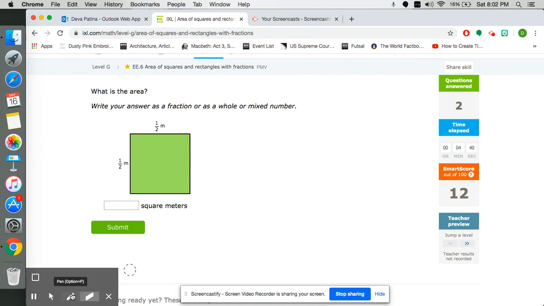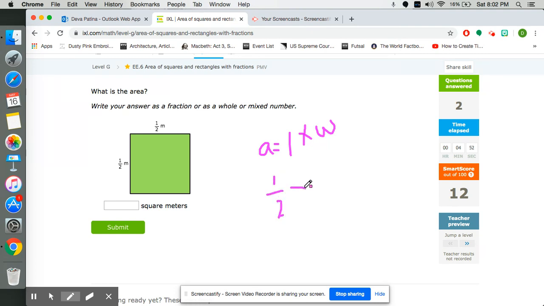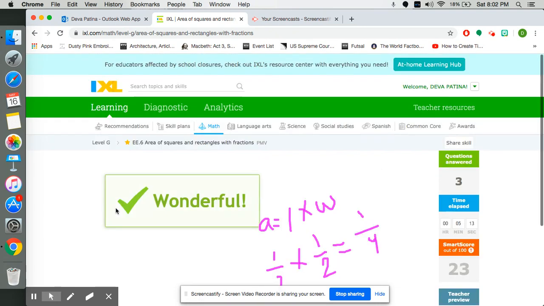Perfect. Now let's try this one. All right, so this one is 1/2 times 1/2. And remember, area equals length times width. So I'm going to do 1/2 times 1/2. If I multiply my numerators, because when we're multiplying fractions, we do the top numbers by each other and then the bottom numbers by each other. So 1 times 1 is 1, 2 times 2 is 4. So the answer here is 1/4.